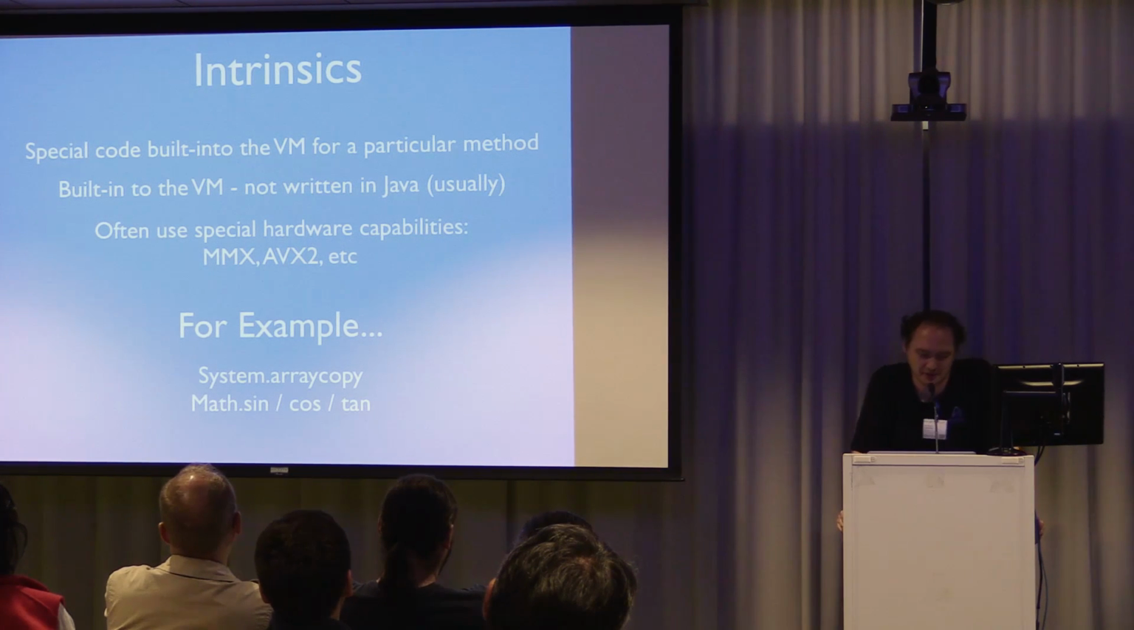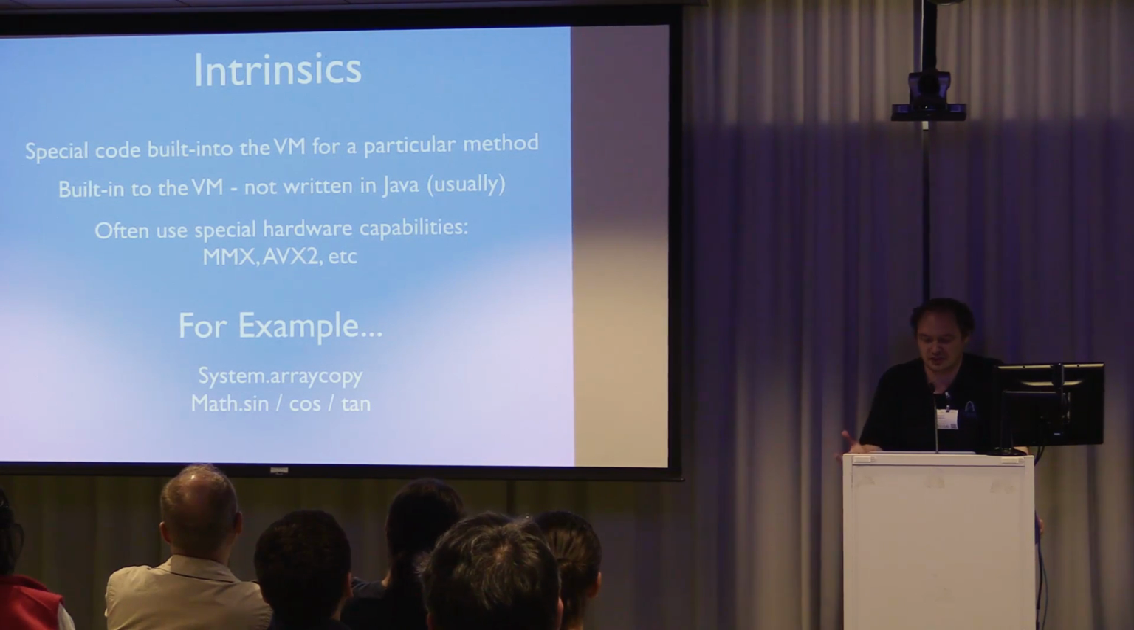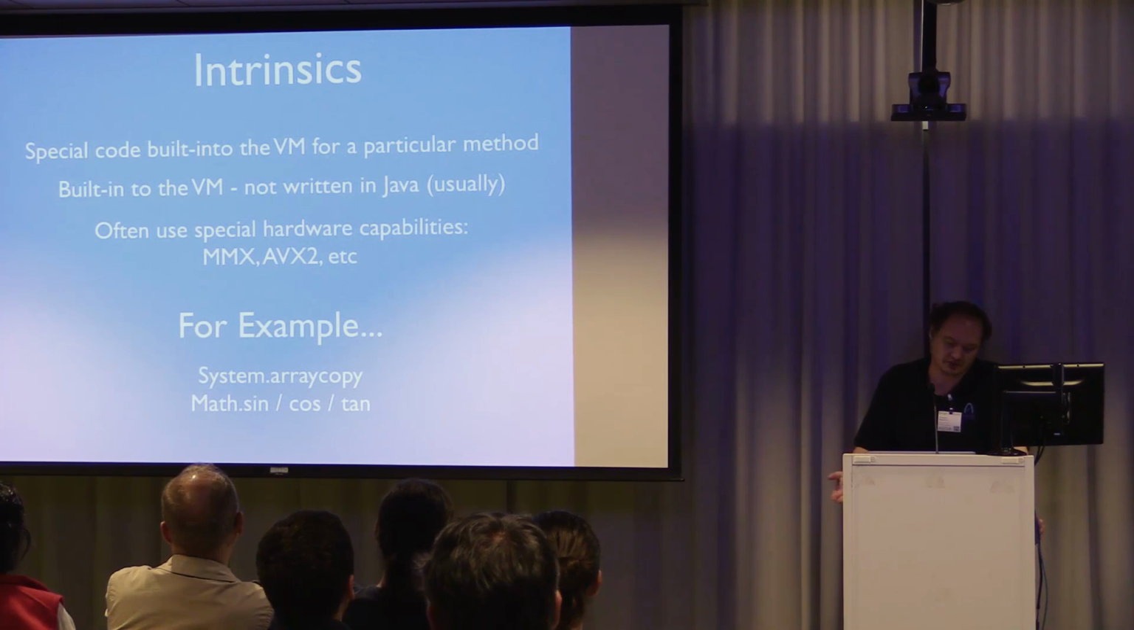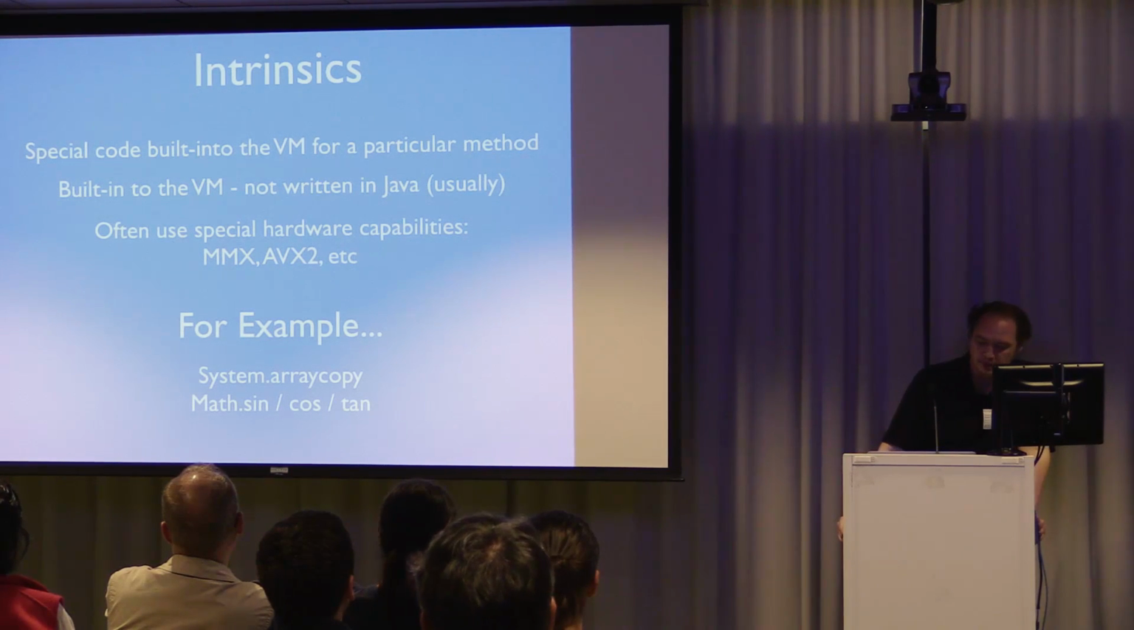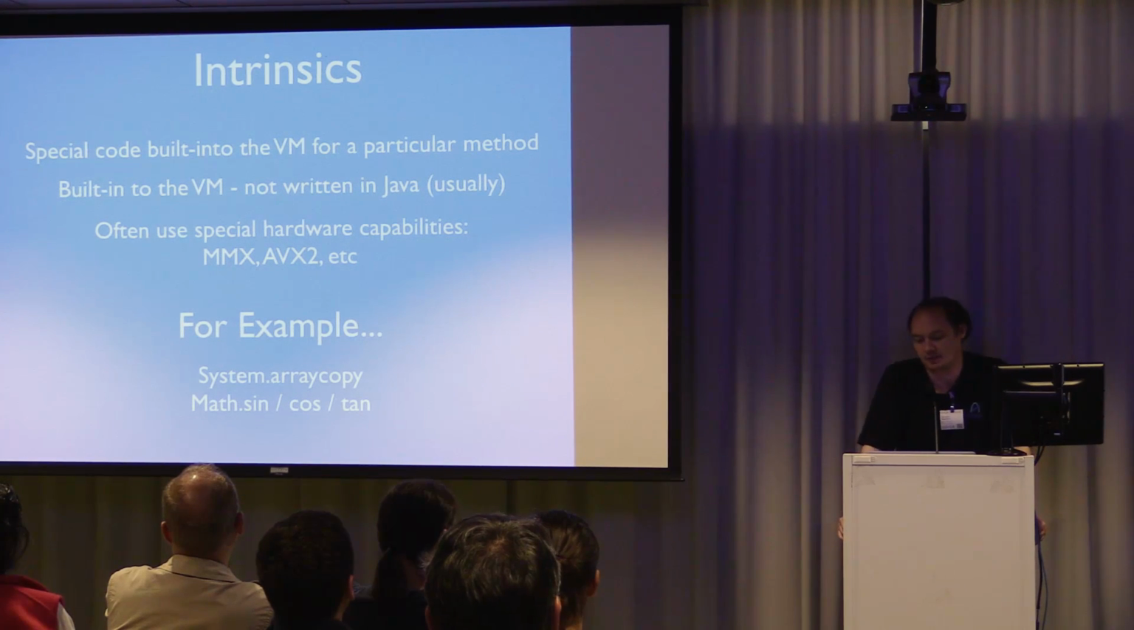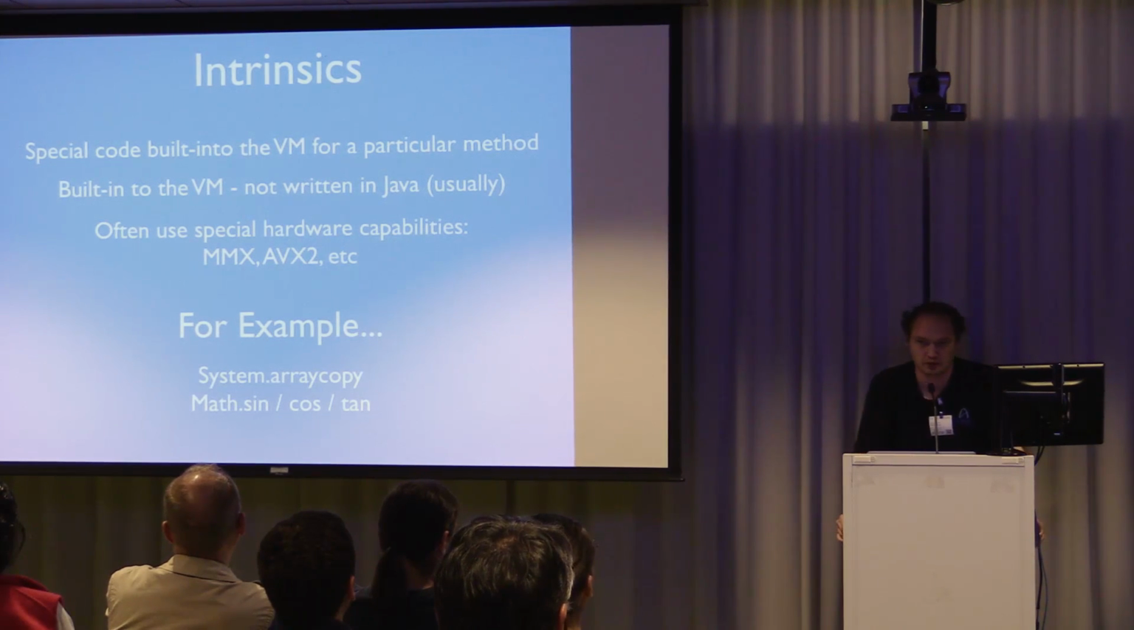Or they're written in Java and then we just ignore that. I'm going to actually show you that. They're written in machine code or they're built into the compilers directly. All of those things are true in HotSpot. And they may use special hardware capabilities, so array copy will actually use whatever vectorization capabilities your hardware has, whether it's MMX2 or AVX2 or whatever. We're going to use an array copy that takes advantage of that.